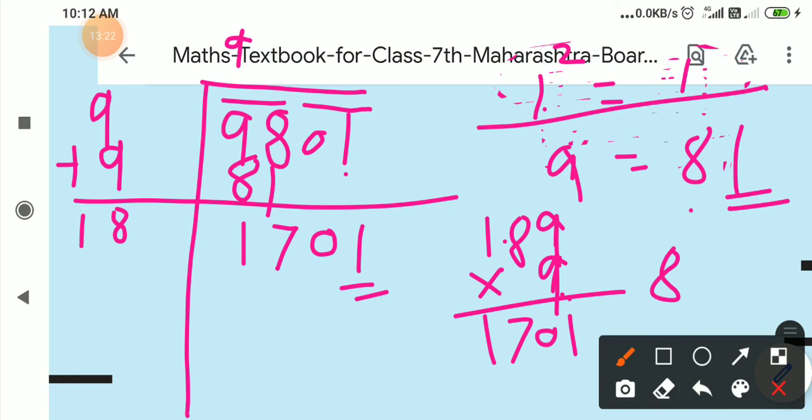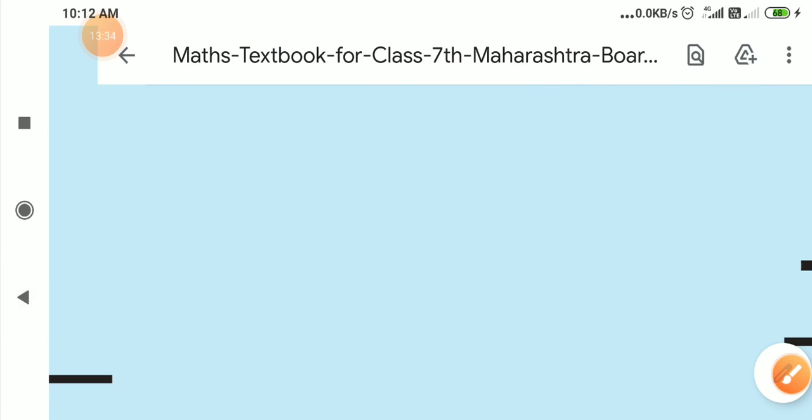You actually have to use this trial and error method for this. Okay, so here you have to take which number? 9. Here also you have to take 9.